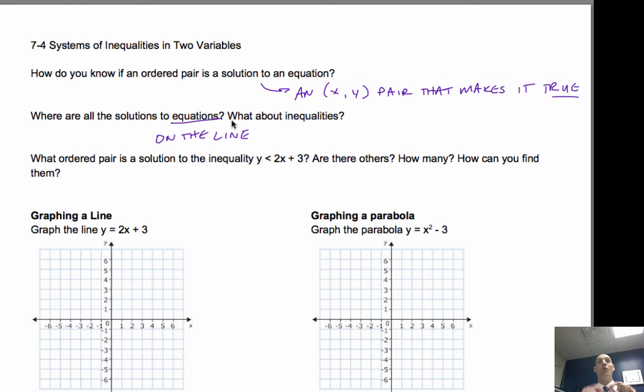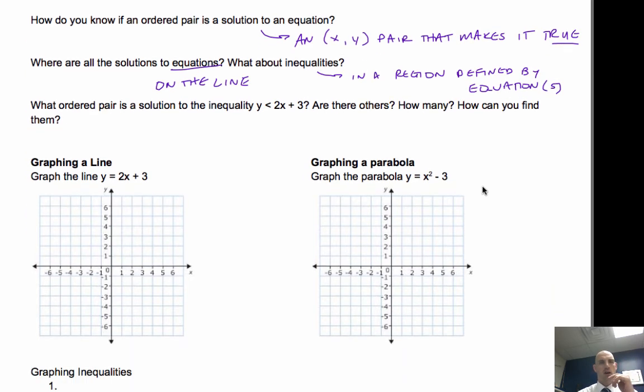And so when we're talking about an equation, we've got an equation for a line here. All of the solutions are on that line. Boom, boom, boom, boom, boom, an infinite number of points. For inequalities, it's going to be in a region defined by equation(s). And I'm actually going to put equation and then S in parentheses because sometimes it's one equation, sometimes it's going to be a set of equations, maybe three or two, or just the one. So we're kind of in that mindset.